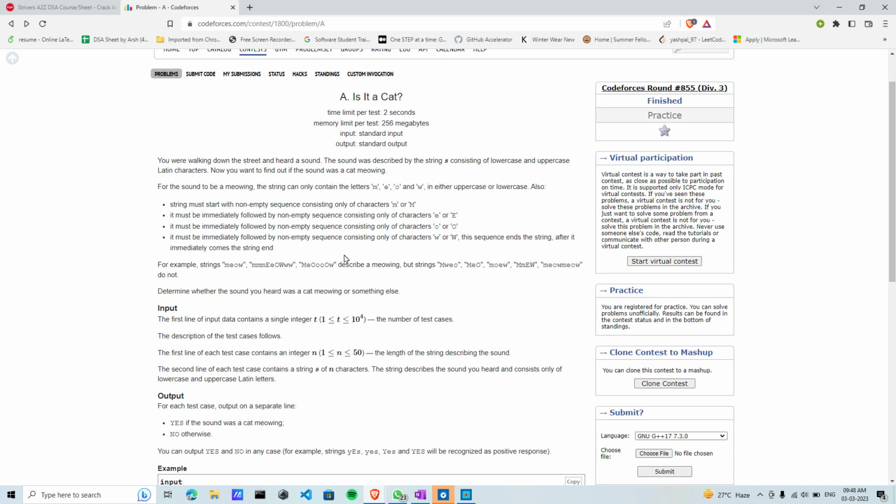So basically we are given a string and we have to find out if meow is a subsequence of it or not. So we have four conditions. First, the string must start with a non-empty subsequence consisting only of the character M, and immediately after M, we must have E, after that O, and after that W. The last element of the string should be W, that is a fact.